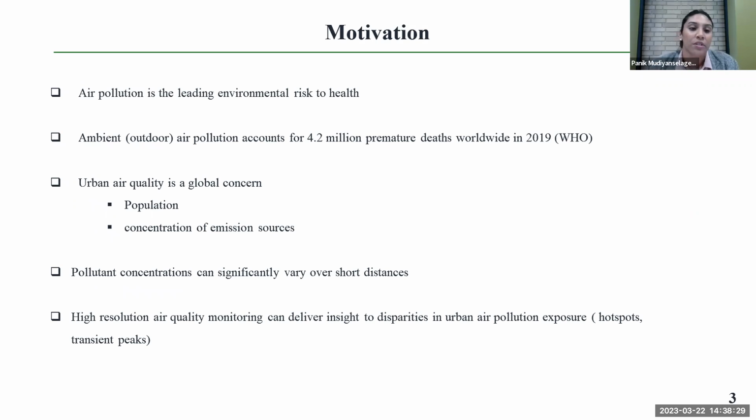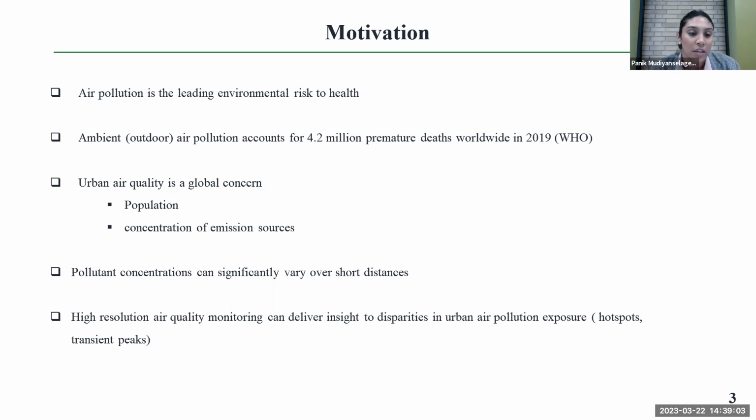So we know air pollution is the single largest environmental risk to human health. And according to the World Health Organization, just in the year of 2019 alone, there have been 4.2 million early deaths globally. So we're especially concerned about urban air quality because of the population density within an urban region, as well as the variety of emission sources that we have concentrated within an urban region.